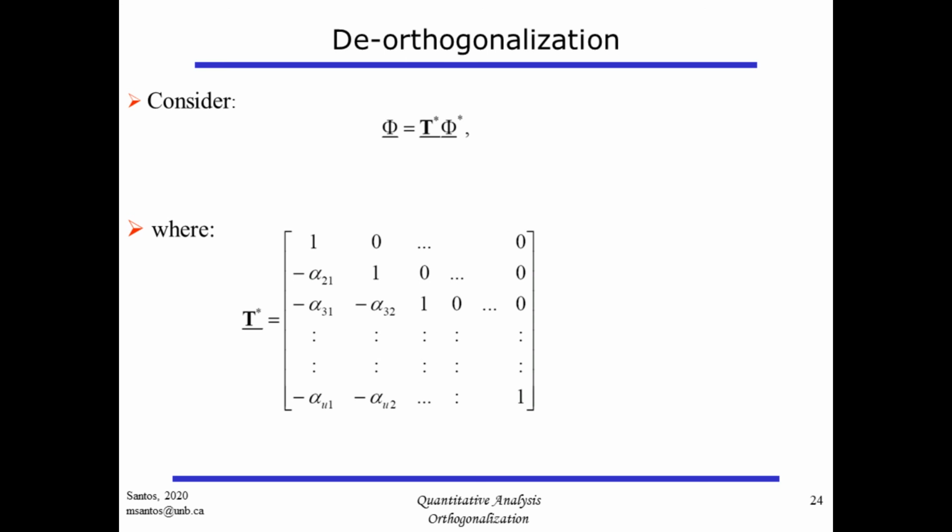What if you want to do a de-orthogonalization? De-orthogonalization now would have to use a matrix T star that would transform from the orthogonal space to the original space.